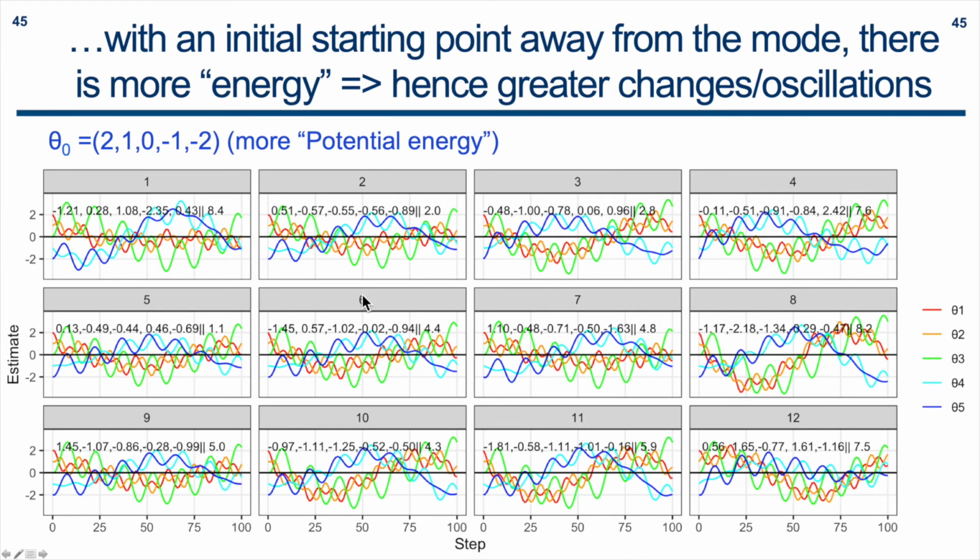However, more likely we'd actually be starting from a position away from the mode, so there's going to be much more energy in this system, more potential energy. And we see here across our 12 replicates much more variation across the marginal distributions for each of our 5 parameters. So we can see that we're doing a good job of exploring the marginal distributions for each of our 5 parameters.